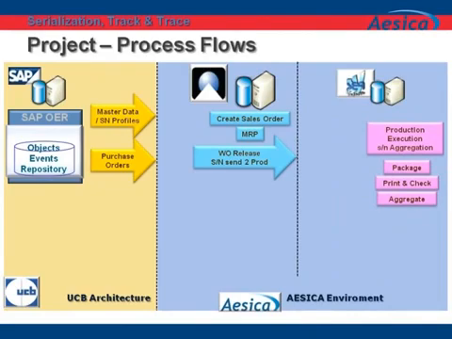Internally, we have an interface. We don't use QXtend in this case, but we use a local development interface, because we have to send the information to the MAS system. The MAS system is a local one. We send this information to the MAS system. The MAS system takes charge of all the information, makes the production, packages, prints and checks, and aggregates this information. And as soon as the information is aggregated, we send it back to the system.